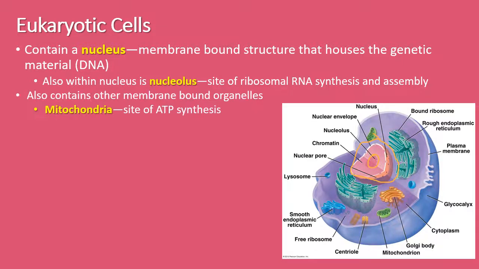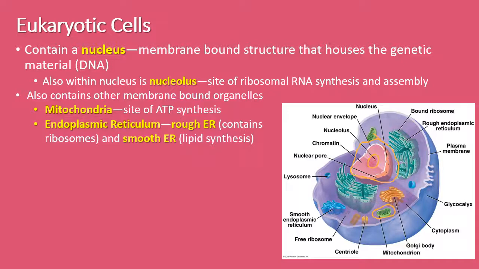Now we have mitochondria. These are these little structures here. They're the site of ATP synthesis, so this is where glucose is brought in. Well, the glucose is brought into the cell, into the cytoplasm, and is broken down into 2 pyruvate, which then enters the mitochondria to form ATP molecules.